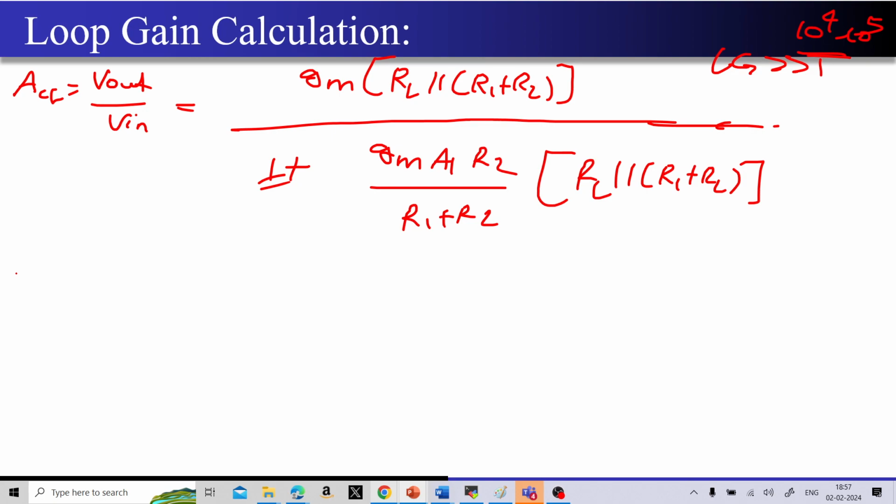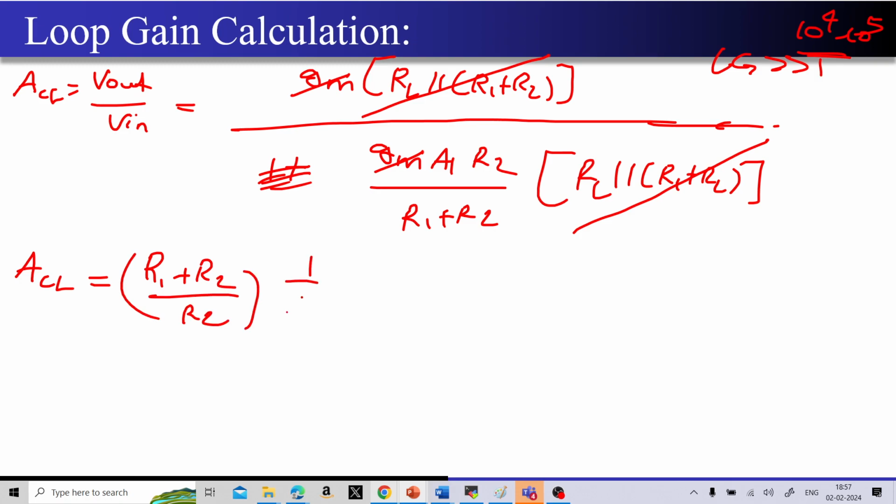If I ignore the factor of 1 over here, this factor and this factor get cancelled out, and even this GM and GM get cancelled out. What I will be left with is R1 plus R2 divided by R2 into 1 by A1, or I can also write it as 1 plus R1 by R2 into 1 upon A1. This is my closed loop gain of the system.